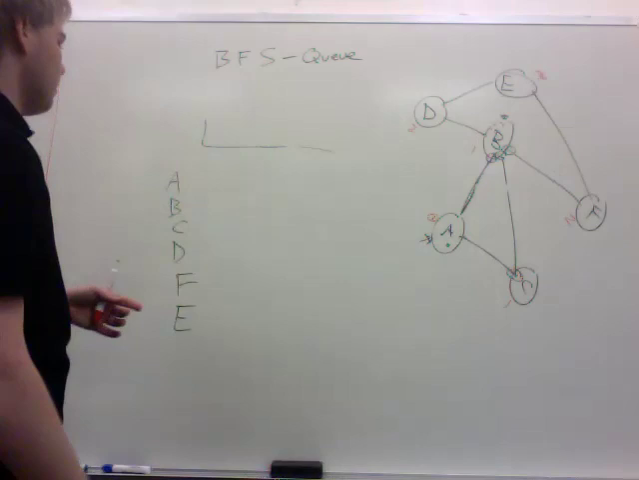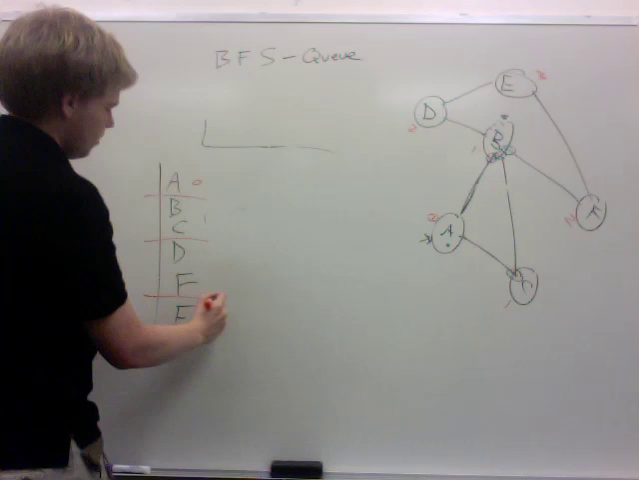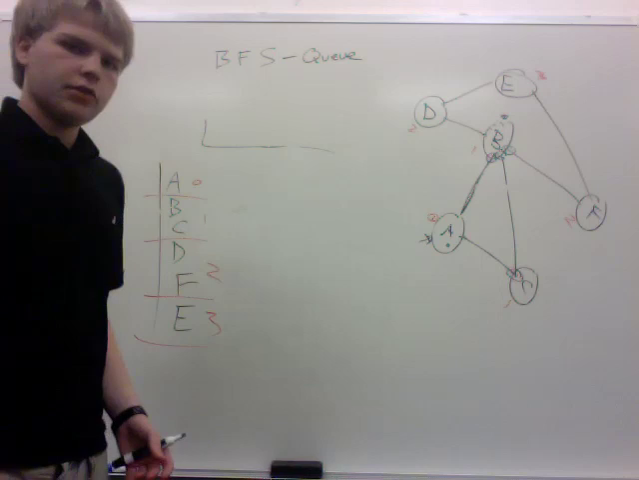So you can see here, that's 0, and then we visit B and C. That's 1. D and F 2, and E is 3. So you can see we visit them in the order based on how many steps away from A they are. Okay, so that's how you use a queue to do that.